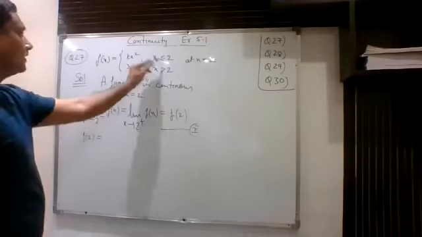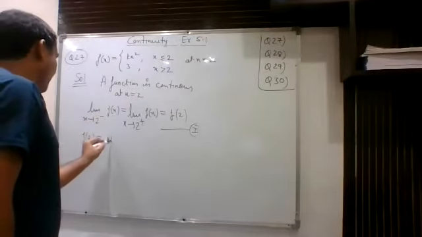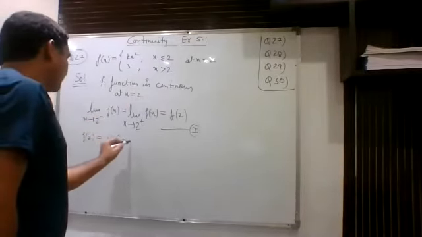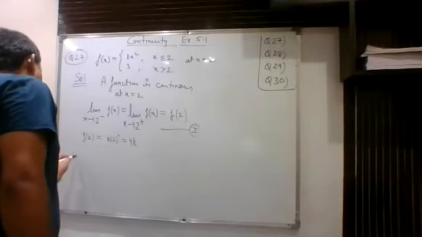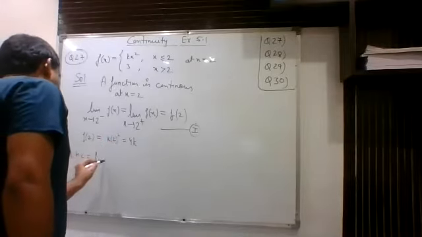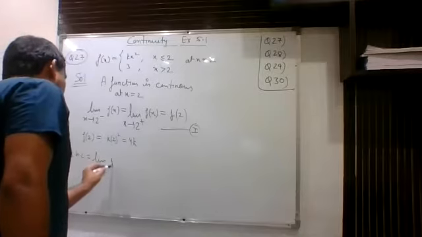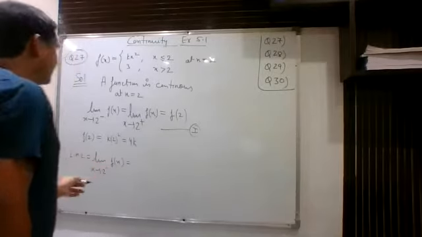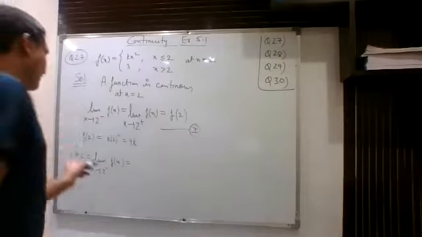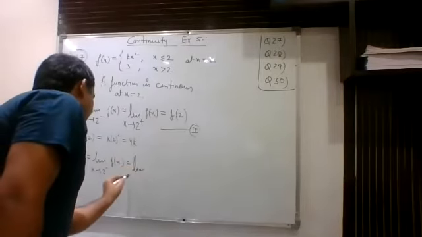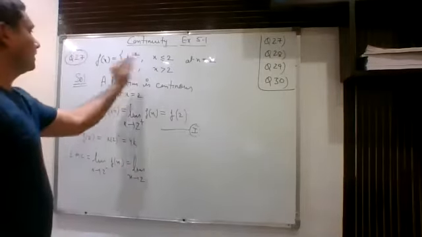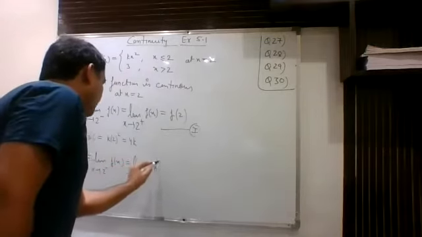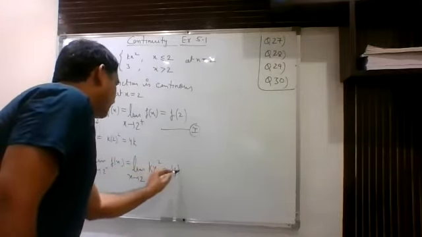So let me find out f applied to 2 first of all. f applied to 2 is given as k into 2 square. So that is given as 4k. Now let us find out the left hand limit. So left hand limit is x tending to 2 minus for the function. Now x is less than 2. So here again it is given as this. So when x is less than 2, your function is kx square. So when you calculate, this is 4k.